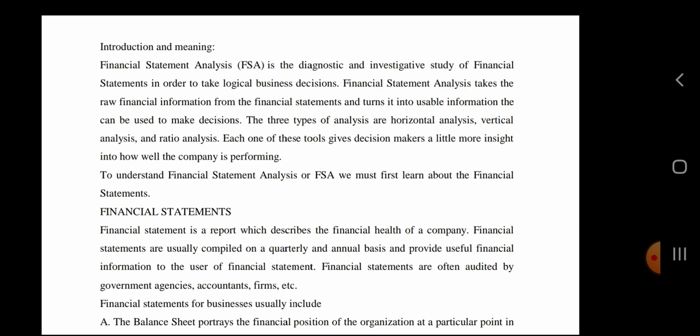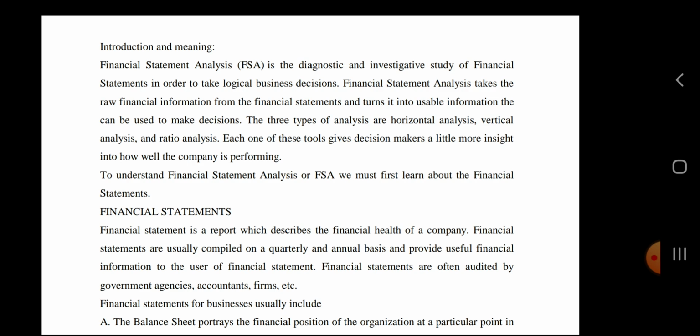The three types of analysis are horizontal analysis, vertical analysis, and ratio analysis. Each one of these tools gives decision makers a little more insight into how well the company is performing. So ratio analysis is basically done to know the financial position and the profitability position of the company. Okay. And the ratio analysis is done from the financial statements of the company.